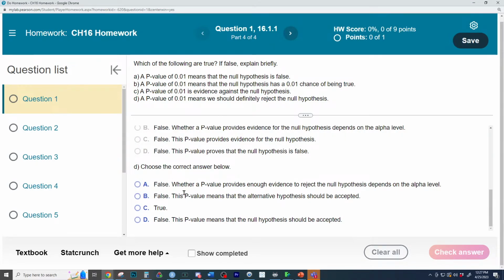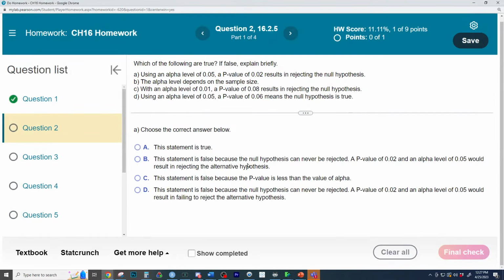Choose the correct answer below. Whether a p-value provides enough evidence to reject the null hypothesis, and that is a correct phrasing right there, and that's what we're getting at. We reject the null when the p-value is below alpha. So there we go.